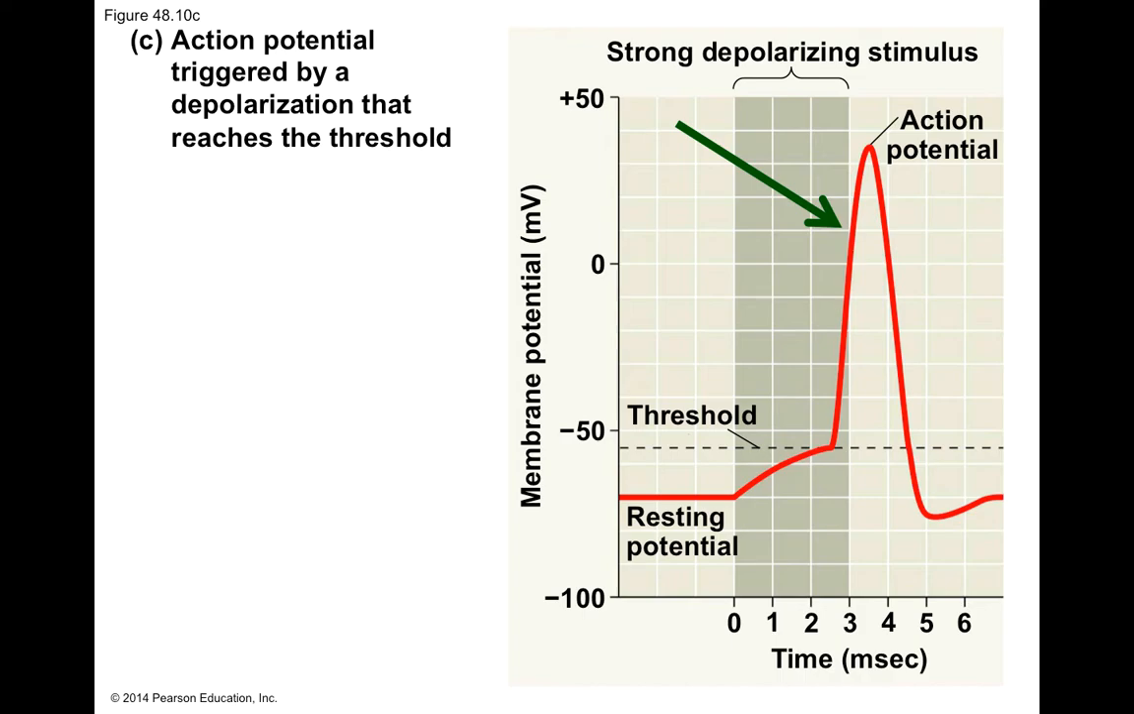In this graph, we have depolarized the membrane potential to threshold, about -55 millivolts, and we see a large spike in the membrane potential. An action potential is an all or none response, meaning it either happens or it doesn't. There's no in between. Action potentials come about because of voltage-gated ion channels that open or close in response to a change in the membrane potential.